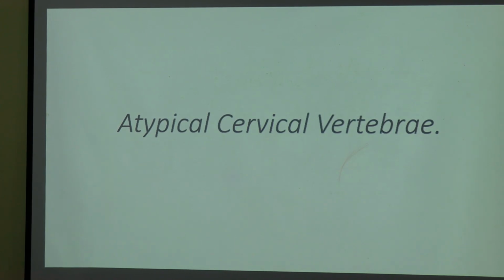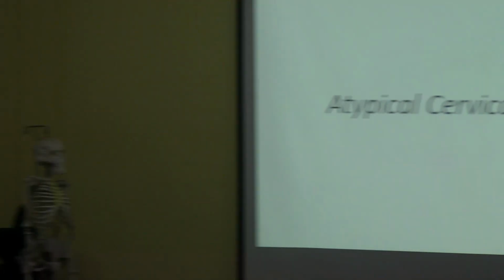So, welcome back. Now we are starting with the head, neck, face portion and neuroanatomy. Today is your first osteology class in this section. We will be reading about the atypical cervical vertebrae. As usual, I will show you some pictures. You have to just correlate. I'm sure you will be able to correlate everything.